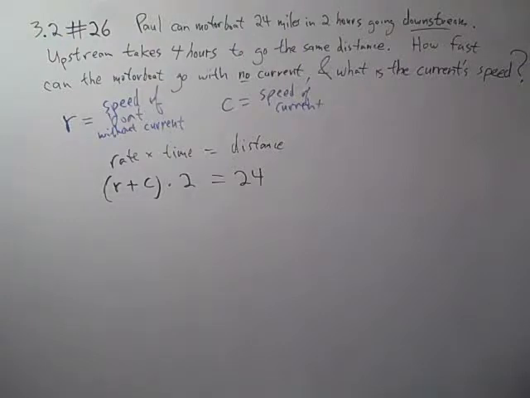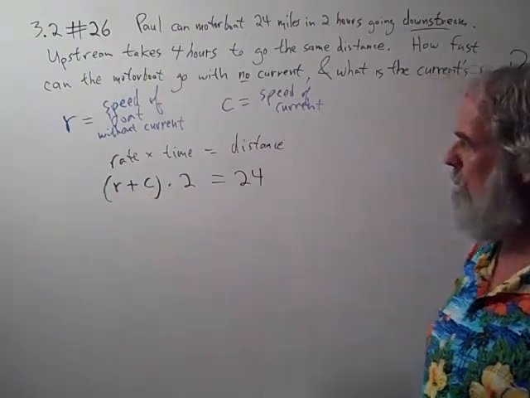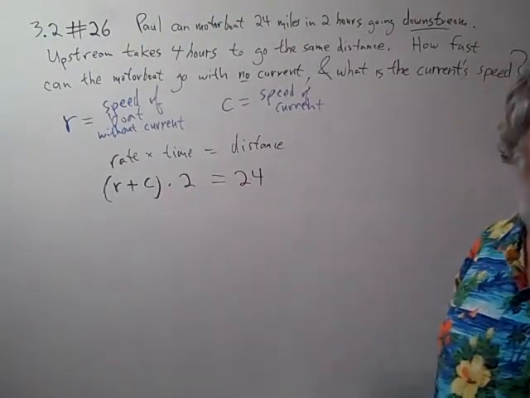So that's simply taking the formula rate times time equals distance and plugging in the speed of the boat going with the current. So you're adding the current speed to the speed of the boat without the current, going for 2 hours, and that product should be 24 miles then.